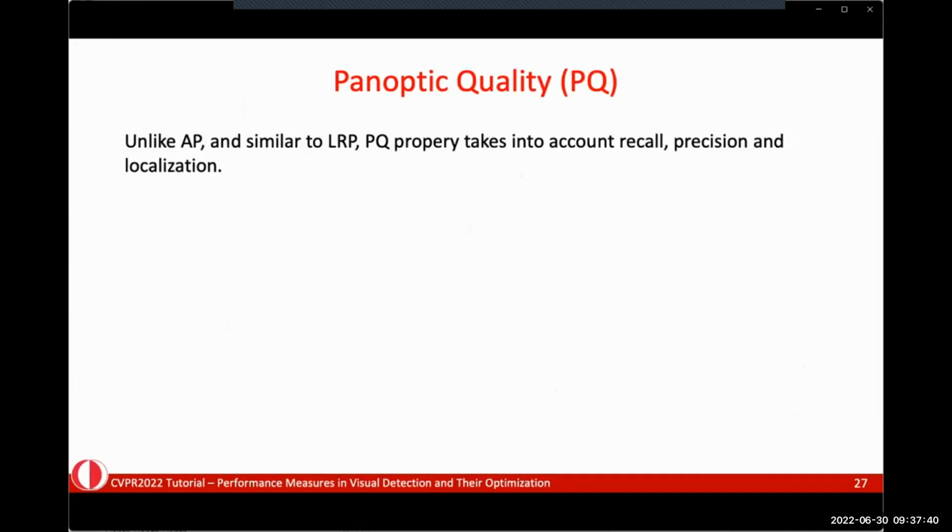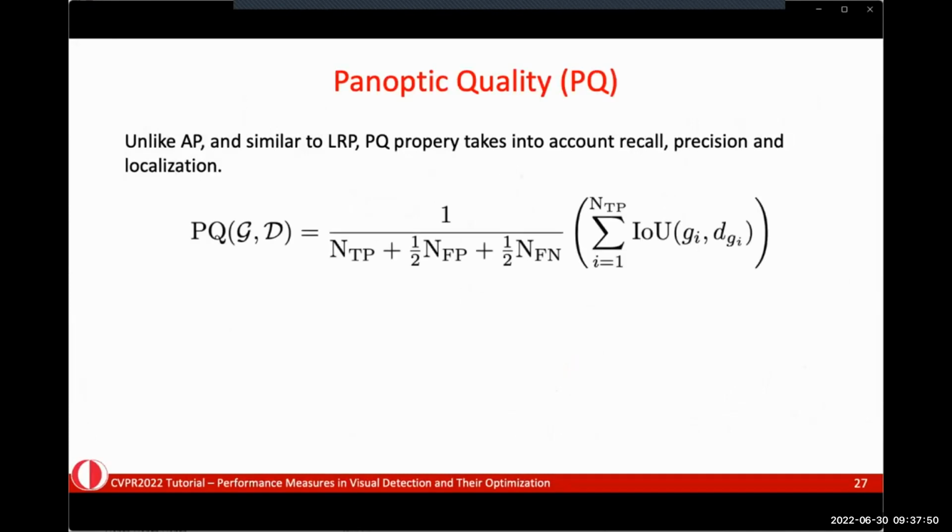Unlike AP and similar to LRP, PQ or panoptic quality properly takes into account recall, precision, and localization. Here is its formula. It is similar to that of LRP in structure, but unlike LRP, which is an error metric, PQ is a higher-the-better measure, similar to AP.